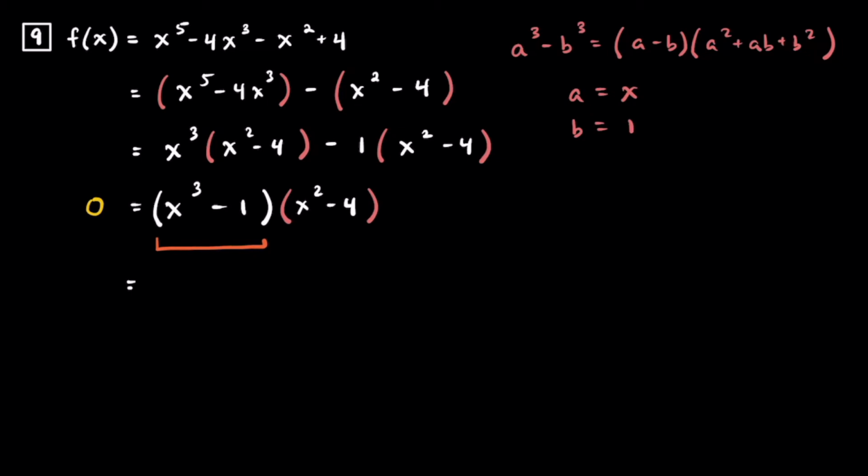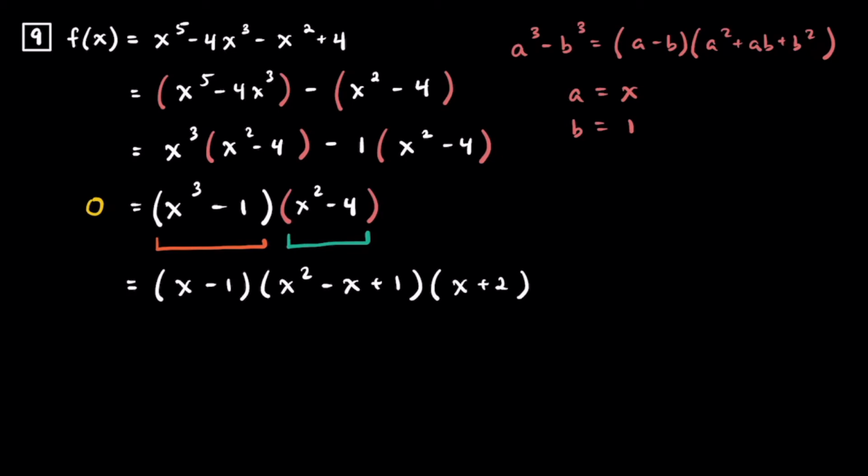So going ahead and factoring that difference of cubes, we're going to have x minus 1 times the quantity of x squared plus x plus 1. In terms of this x squared minus 4 you see over here, hopefully that looks familiar as being the difference of squares, so that's going to factor into x plus 2 times the quantity of x minus 2.